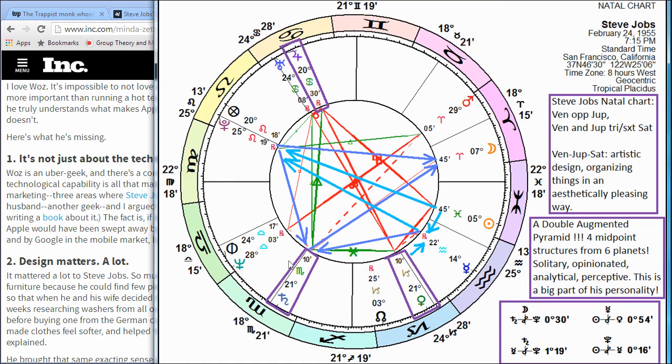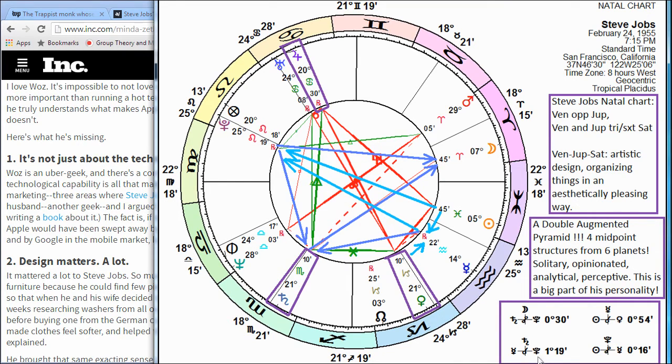Now, let me show you this very powerful pattern. It starts with a midpoint structure. Here's Saturn, over here in the 3rd house, in the beginning of the 3rd house. And it happens to be halfway in between Pluto, over here in the 12th house, and Mercury, over here in the 5th house. It happens to be halfway in between them, what we call the midpoint. So we say that Saturn is conjunct the midpoint of Mercury and Pluto.